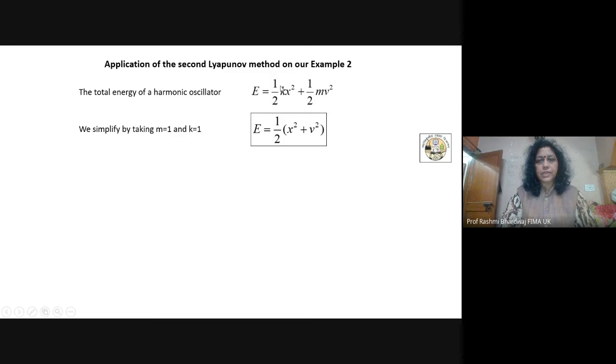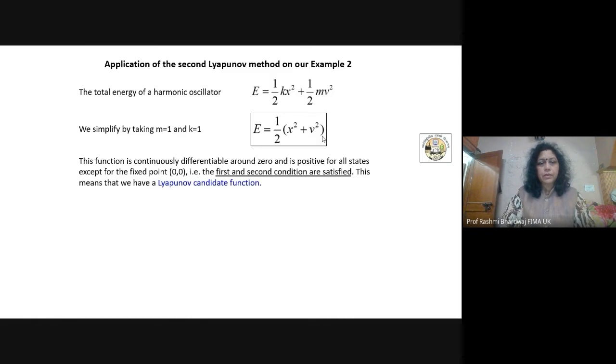So if you are taking this system, it is simply, if you are taking m and k as 1, your system is simply half of x square plus v square, which is the energy of the system. Now we are taking this function, and we know that at 0, 0 it is continuously differentiable around the point 0 and positive for all states except for the fixed point. So this means the first and second conditions are satisfied. So we have to use the Lyapunov function.